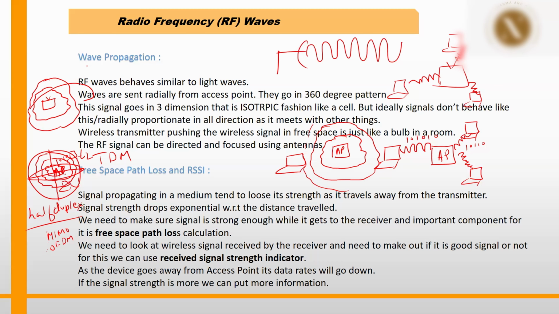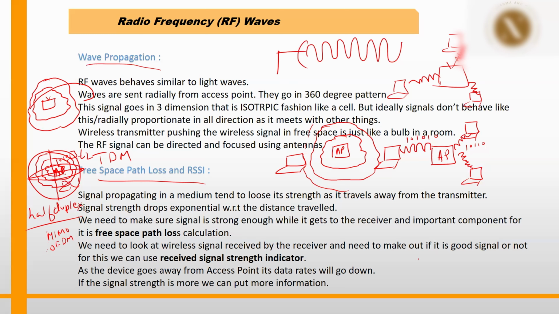So that's what the wave propagation is. Then we have the free space path loss. Free space path loss is, just remember again, the person sticking his hand into a pond, the ripples get generated. And if there is no obstacle also, the ripples will fade away after some amount of time.